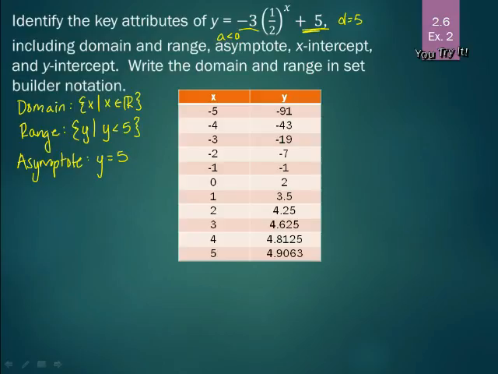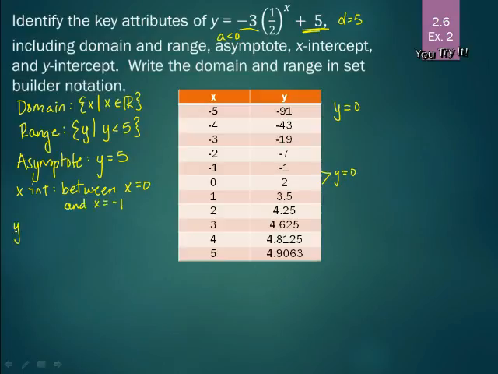So lastly, for the x-intercept and y-intercept, we see that when y equals 0, that's our x-intercept, but we see there are no 0 values here for y. But we do see it goes from positive to negative between x equals 0 and x equals negative 1. And so we know y equals 0 is somewhere in there. So our x-intercept will be between x equals 0 and x equals negative 1.